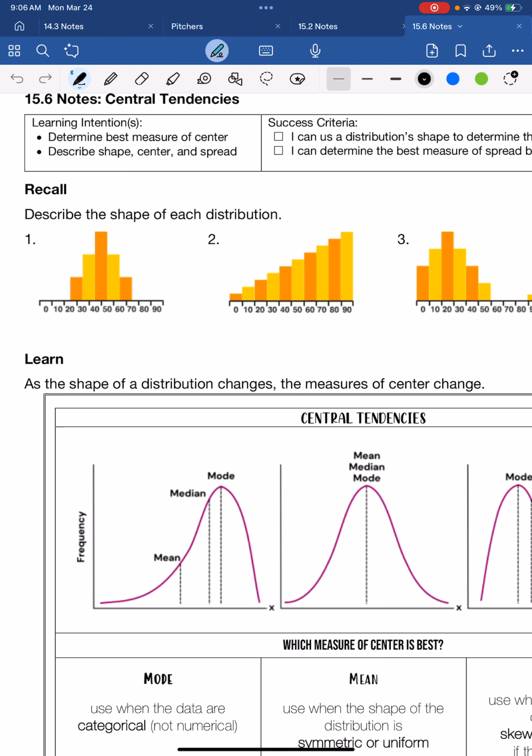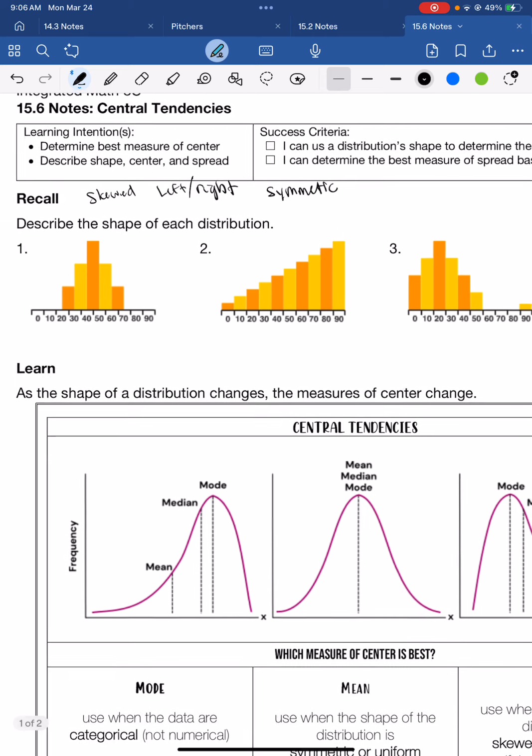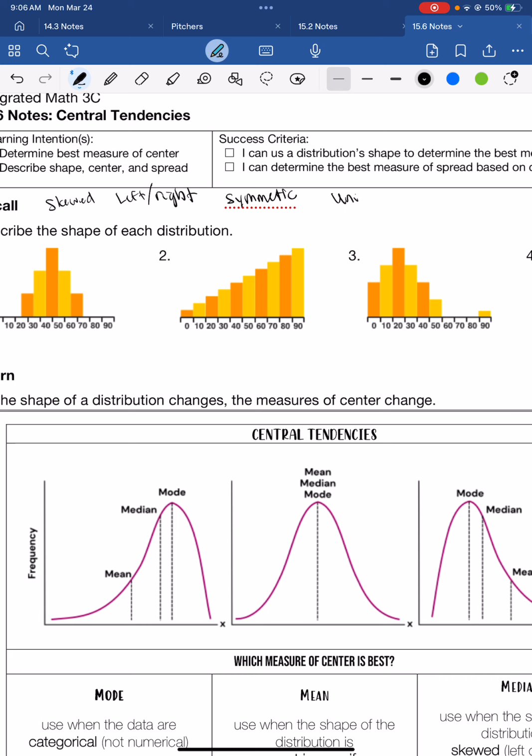Let's do a little recall here. It says describe the shape of the distribution. The options we have here are skewed, and then we have left and right. We have symmetric, if it's the same on both sides. And then we have uniform, if it is kind of just straight across.